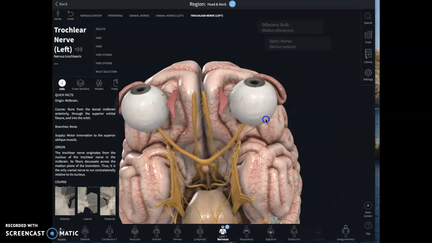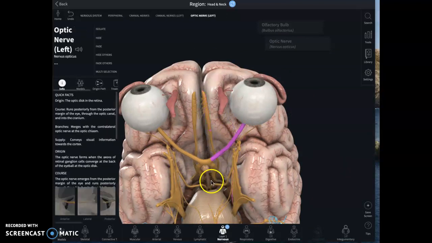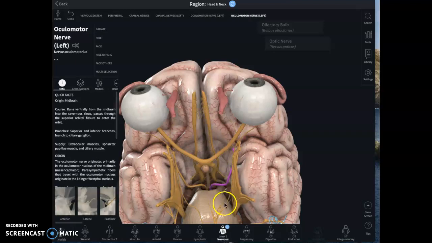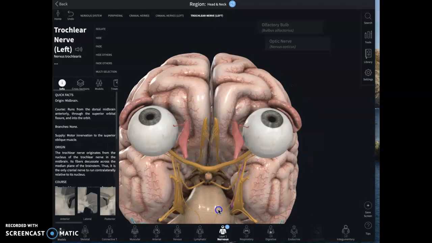So, cranial nerves, olfactory, optic, oculomotor. They're getting smaller, aren't they? And where's our hiding one? See, I can't find it either. There it is. The trochlear.